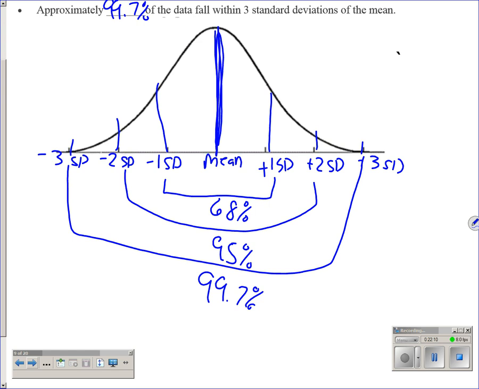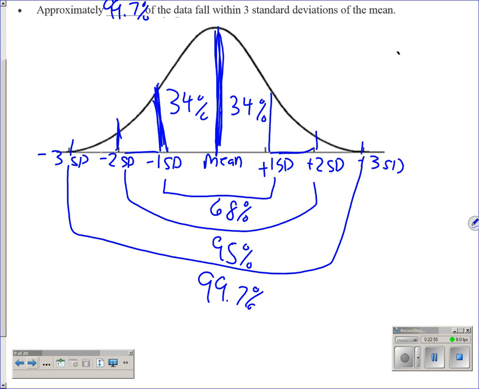So let's think about this. If 68% falls within one to the left and one to the right, how much falls between just one to the left of the mean, this area right here? 34% and 34%. Just divided by two, it's symmetric. What about this region right here, between two and one below the standard deviation? How do I figure that out? You take the 95%, the total, subtract the middle part, 68%, and you're left with 27%, and you divide by 2.